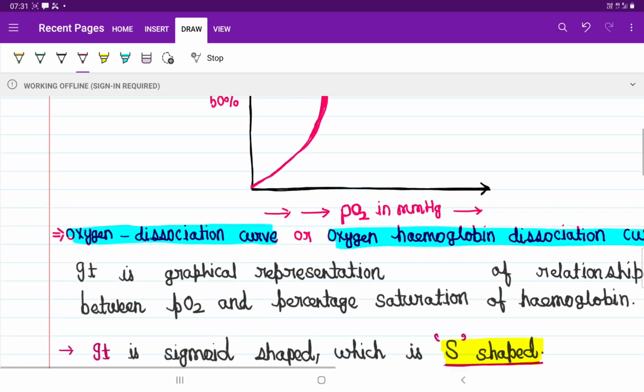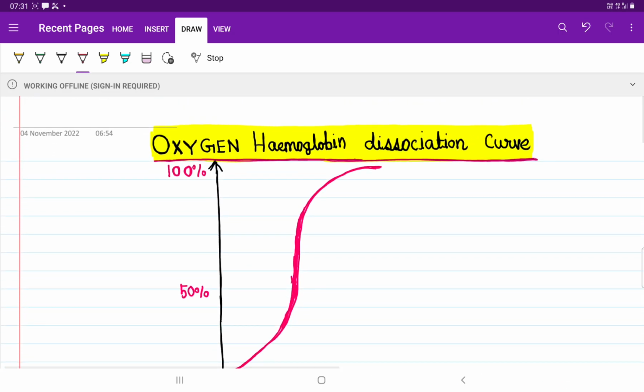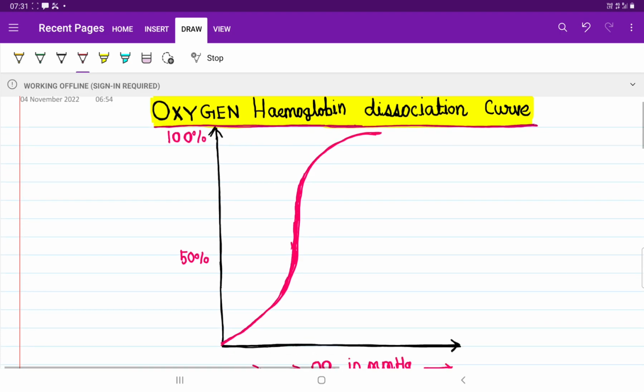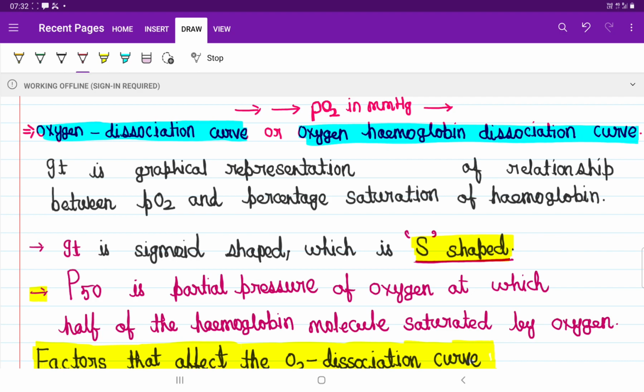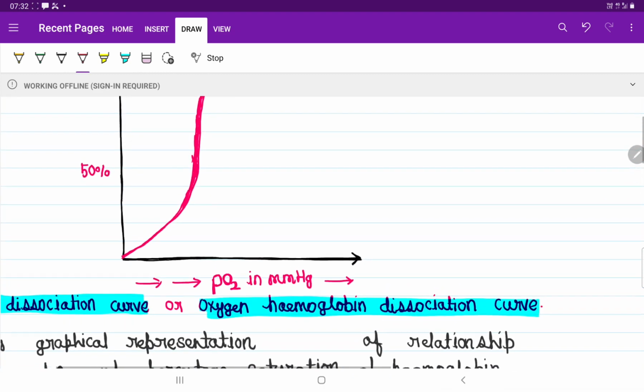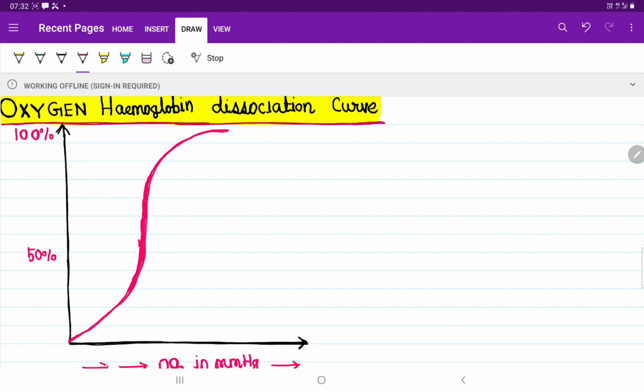This oxygen hemoglobin dissociation curve is a graphical representation of the relationship between binding of oxygen with hemoglobin. Or I can say the same thing in another way: it is a graphical representation of the relationship between partial pressure of oxygen and percentage saturation of hemoglobin. Try to understand what exactly it is saying.